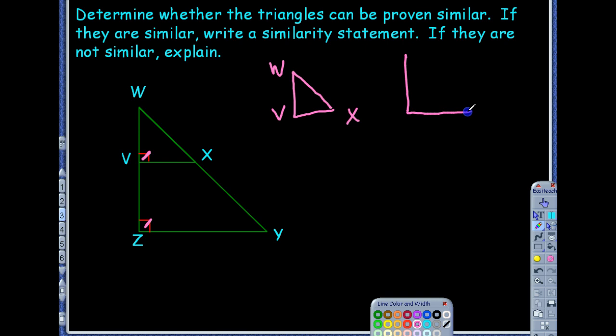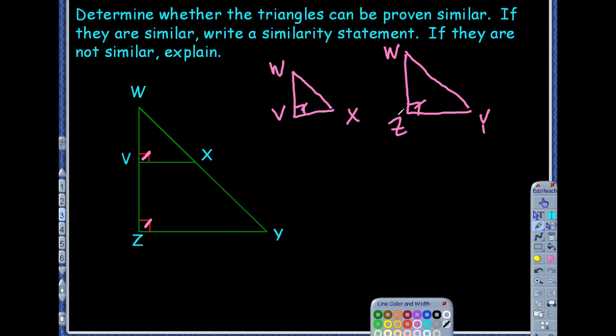Not saying you have to, but it can always help. It's a good strategy. Especially when we proved triangles are congruent, anytime triangles overlapped, we often drew them separate. So we know these two angles here are congruent to each other. Okay, so we already have one set of congruent angles.